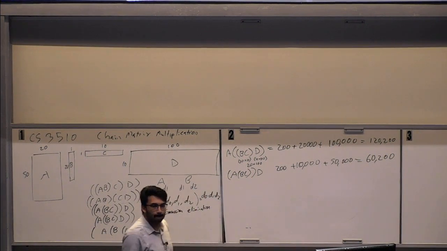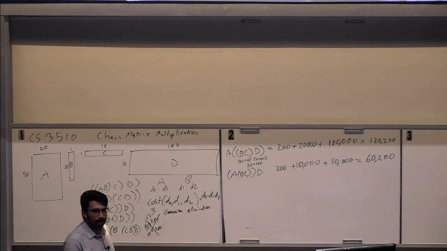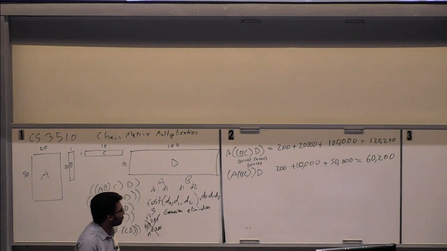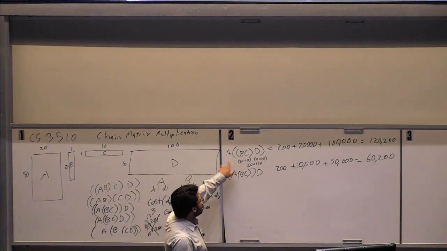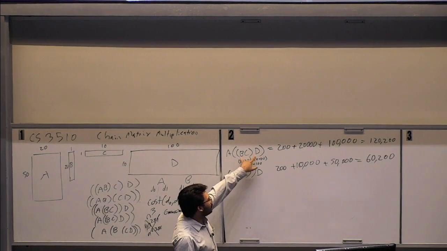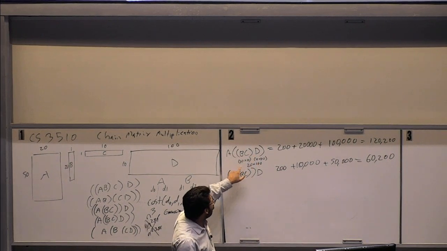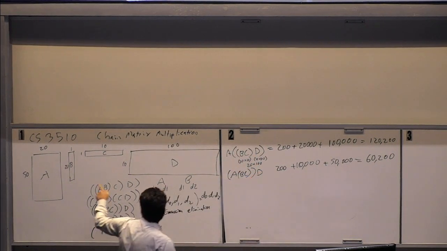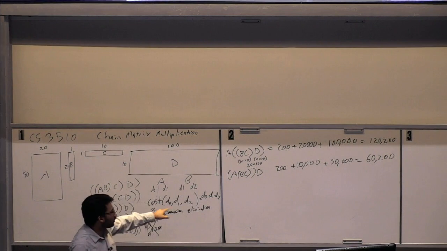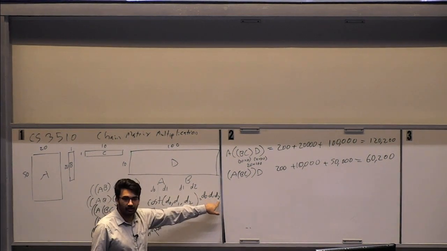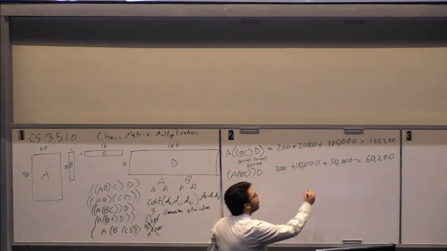Questions? Yes? So you said you got 100,000 from 20 times 50 times 100. Yeah, it's going to be A times BCD. And BCD is a 20 by 100, and A is a 50 by 20. So according to your cost function, it's going to be 50, 20, 100. Yeah.